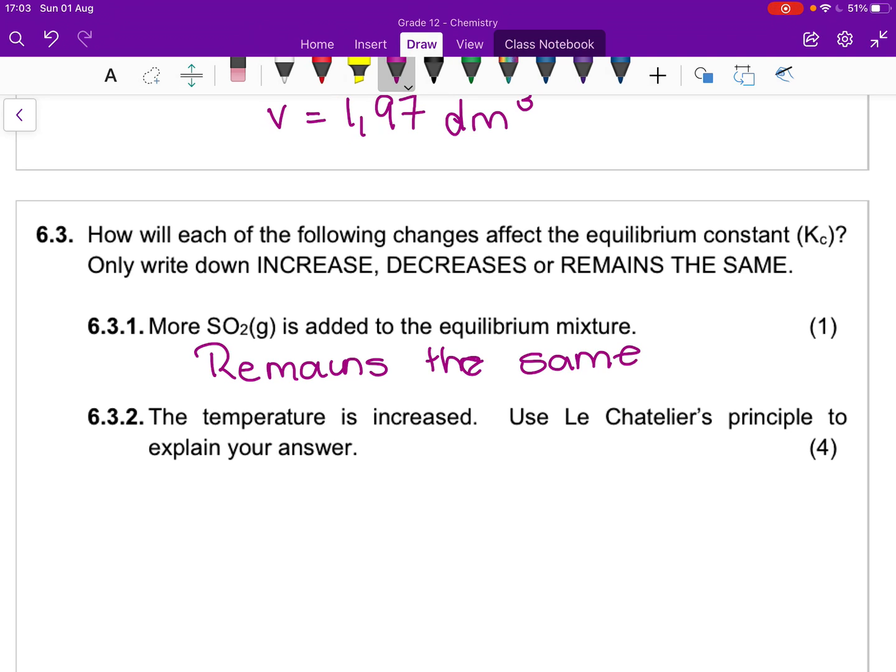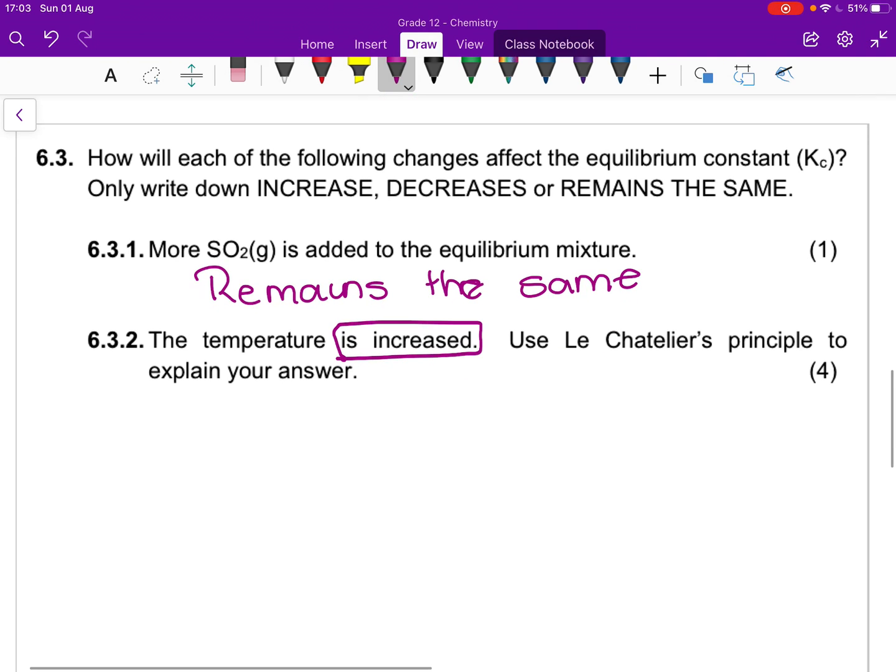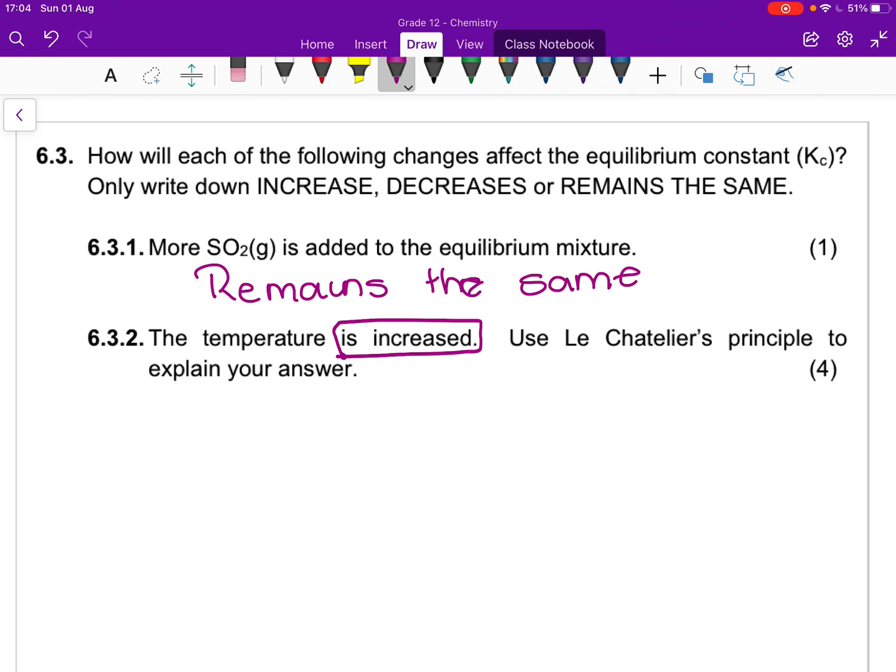The temperature is increased. It cannot stay the same. Here we've got to look at it carefully. Now, the forward reaction is exothermic. If I increase the temperature, I'm going to favor the endothermic reaction, which is the reverse reaction. So I'm going to increase the amount of reactant. If I have more reactant, the bottom of my equation gets bigger, which means my value gets smaller. So it's going to decrease.